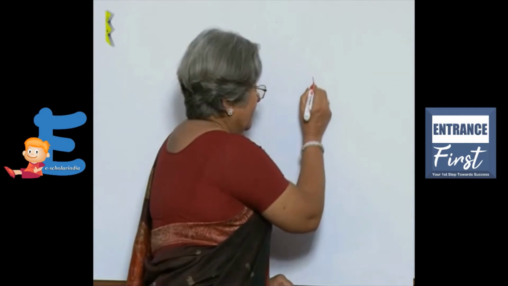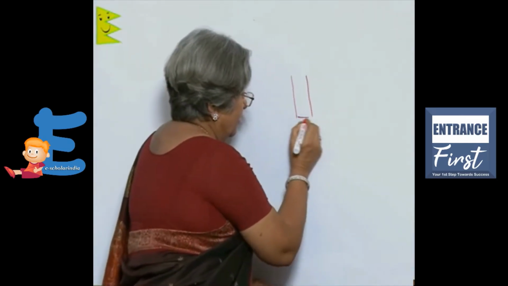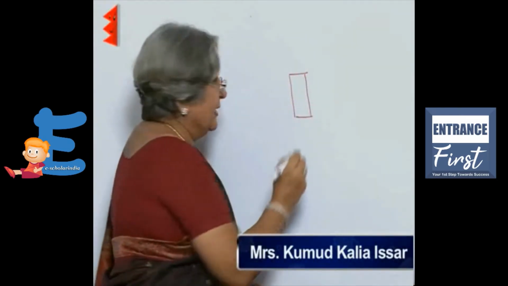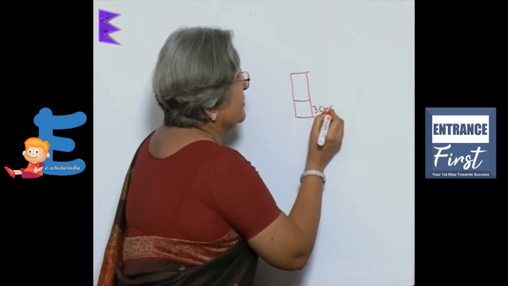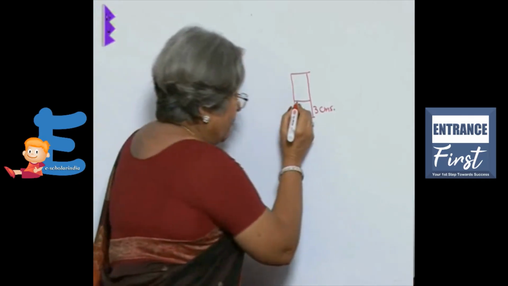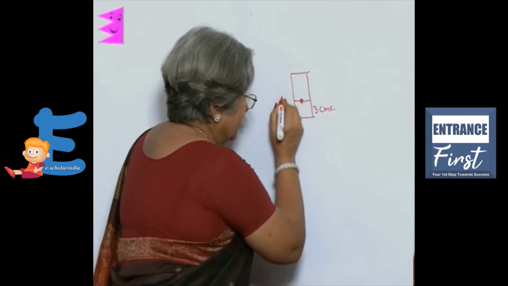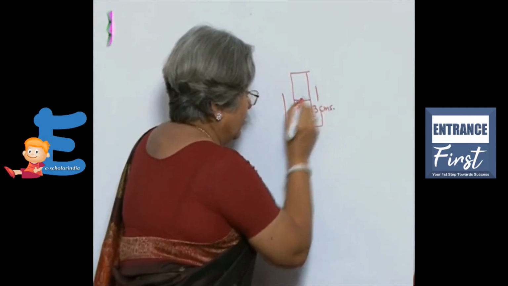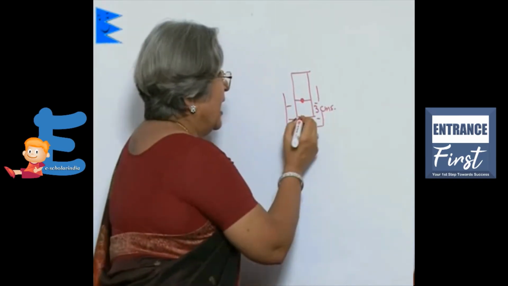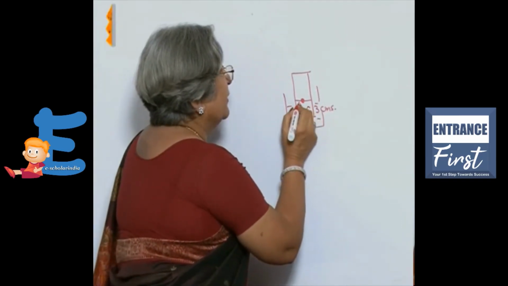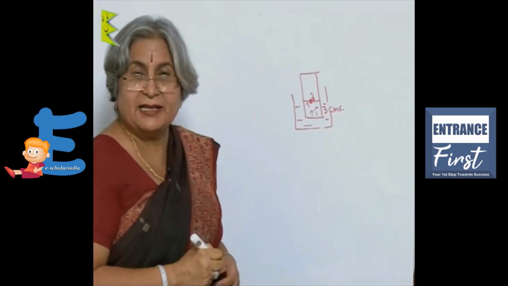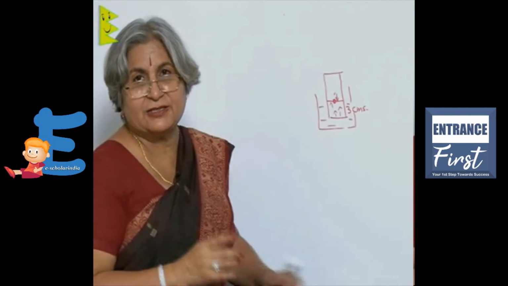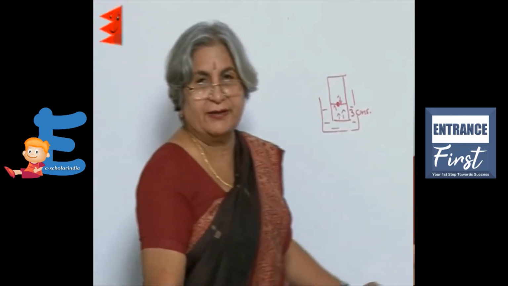Take a strip of filter paper. With the help of a pencil, mark a line at about 3 centimeters. Then put a drop of ink. Now dip it in water. As the water rises up, you will find this ink will spread here. And then you will realize that ink is not made up of only one component.